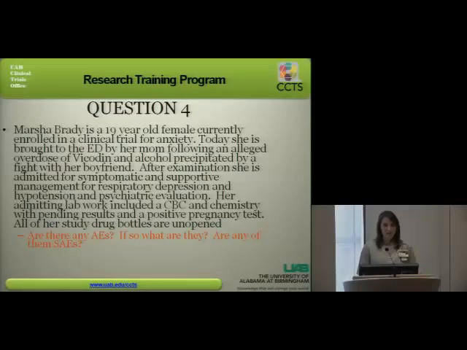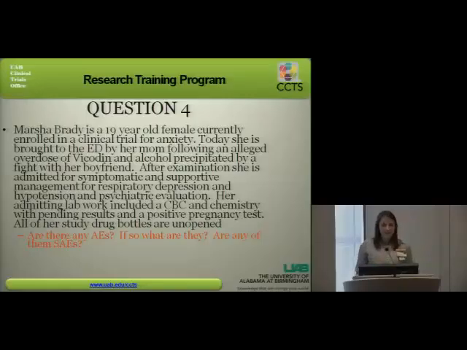Okay, our next question. Marsha Brady is a 19-year-old female currently enrolled in a clinical trial for anxiety. Today she is brought to the ED by her mom following an alleged overdose of Vicodin and alcohol precipitated by a fight with her boyfriend. After examination, she is admitted for symptomatic and supportive management for respiratory depression and hypotension and psychiatric evaluation. Her admitting lab work included a CBC and chemistry with pending results and a positive pregnancy test. All of her study drug bottles are unopened.